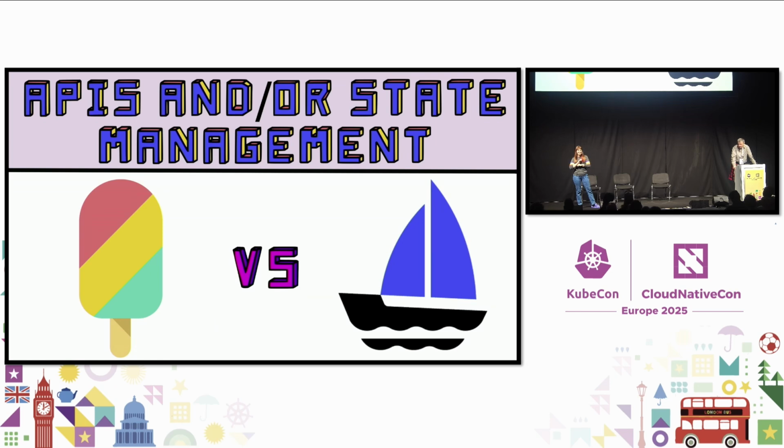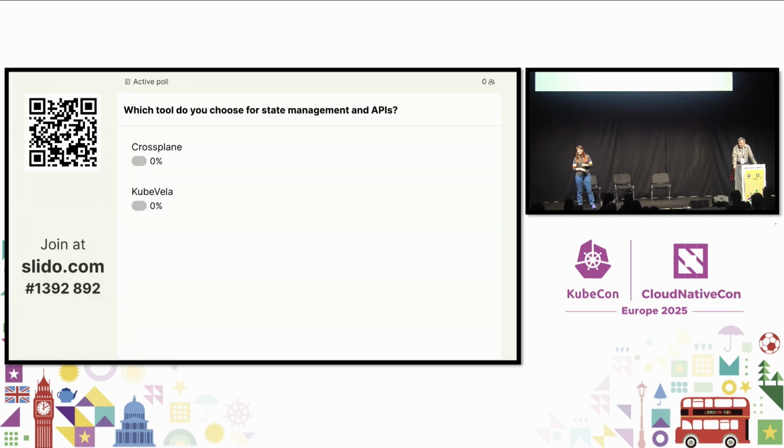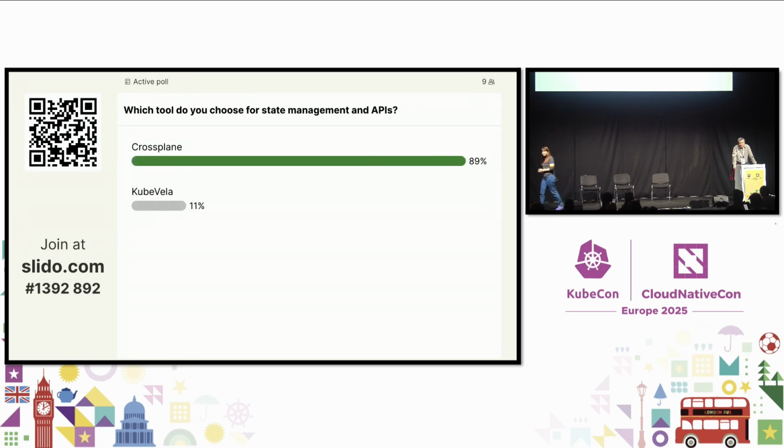And finally, let's vote. Which one would you like to see Viktor demo? Oh, it's trying to catch up, huh? Shall we call it a day? We have 187. The votes are still jumping. Okay, Crossplane it is. Crossplane it is.